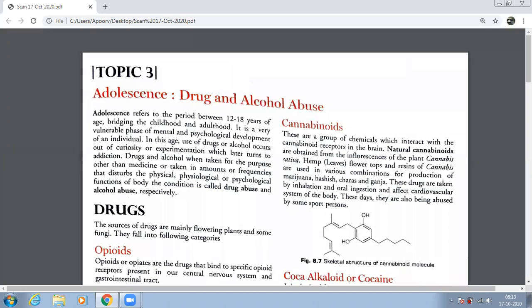Name the plant from which we get this. The cannabis sativa. Cannabis sativa is actually, let's not go into so much detail about these things. Let's forget it. Just read this much. I don't want you to go into details about this.